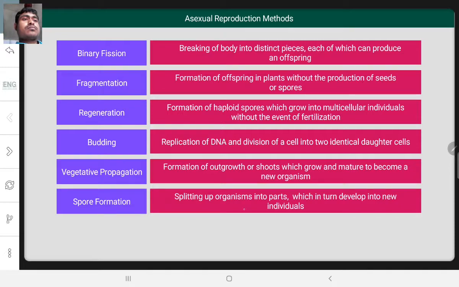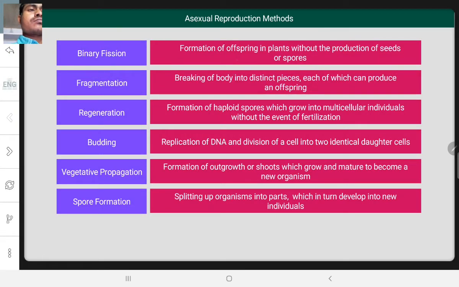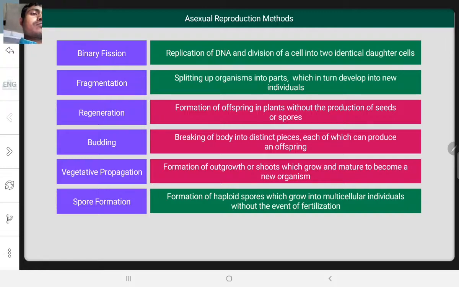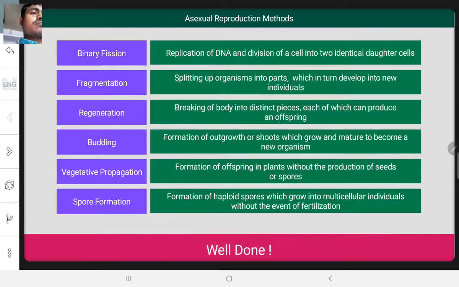Match the descriptions in the right column with their respective reproduction methods by moving them up or down. Well done!